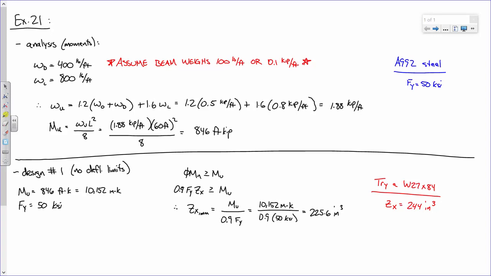Now, these two sections weigh the same amount, so there's no issue on weights, but what is there an issue on? Like, why would I use the 24 by 84 as opposed to the 27? Well, if you're paying per pound, the cost wouldn't matter. But who would be happy? The architect would be happy. And why would the architect be happy? Because it's smaller, because it's shallower. So there is value in updating this.